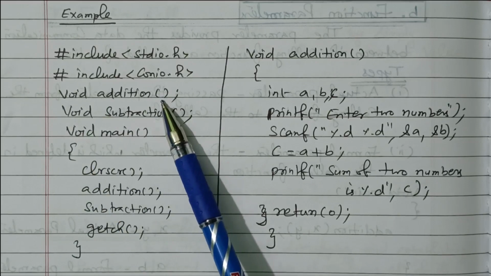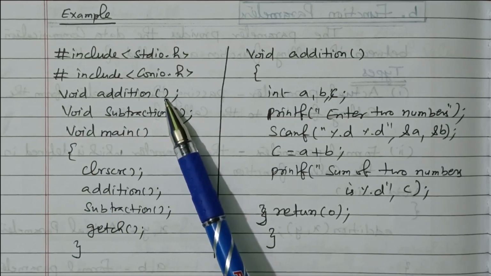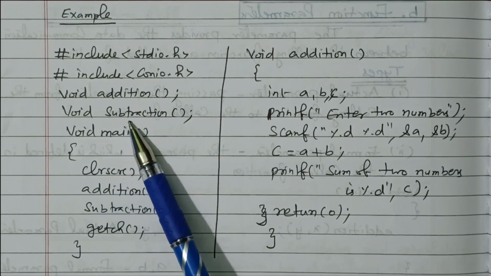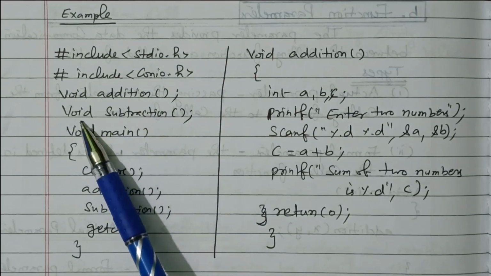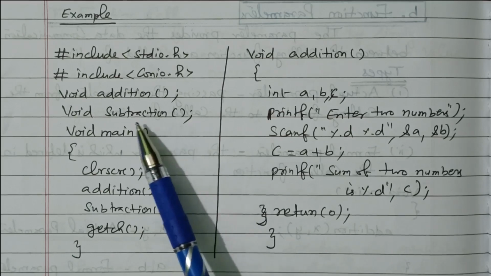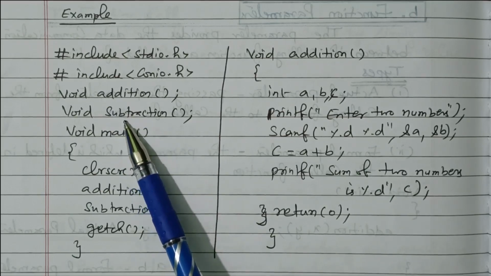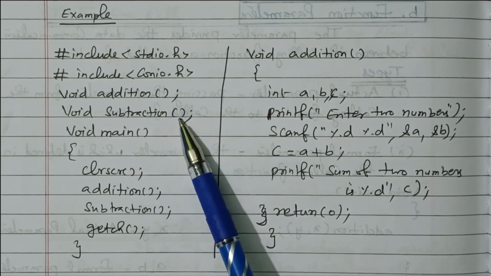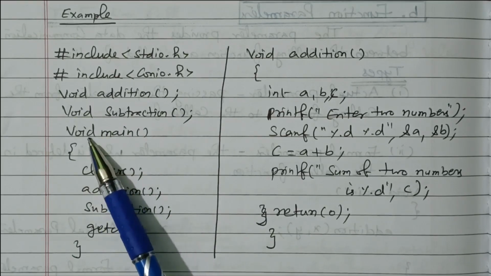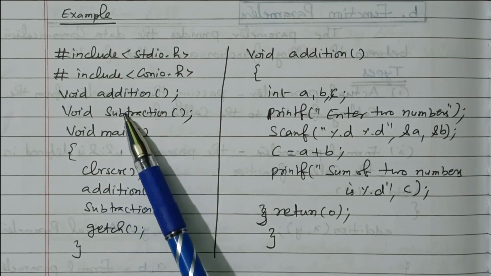The open and close parentheses have nothing inside, so we are not passing any argument to the function. Similarly, we have one more function, subtraction, that is also void. The subtraction function also does not return any value and does not take any argument. So the two functions, addition and subtraction, are not passed any argument and will not return any value. Before starting the main program, we have declared these two functions.